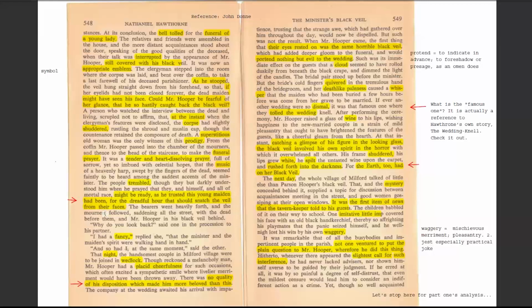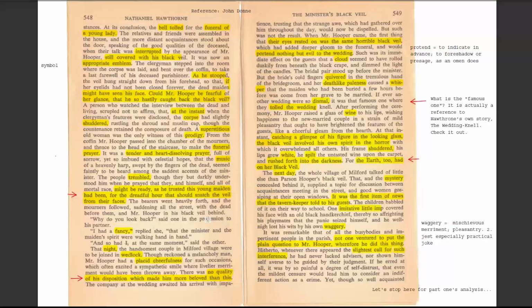The bearers went heavily forth with their burden, and the mourners followed, saddening all the street with the dead before them and Hooper in the back. So they're walking the coffin away. Why do you look back, said one to his partner. I had a fancy. I had a feeling. I had an idea that the minister and the maiden spirit were walking hand in hand.